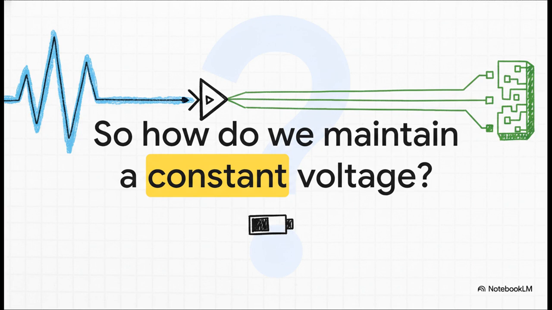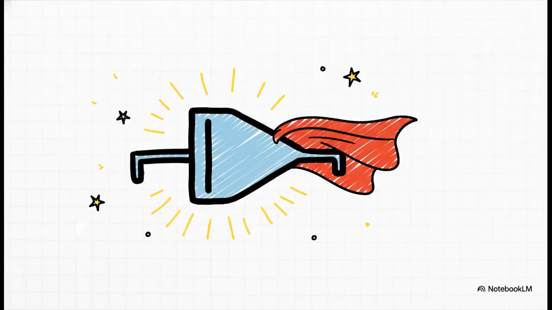How in the world do engineers solve this problem? How do they take that shaky, unreliable power and make it perfectly smooth and stable for the electronics that depend on it? Well, the answer comes from this tiny but incredibly brilliant little component. This is our hero for today, the Zener Diode. It's a device designed for one specific job, to bring order to that electrical chaos.